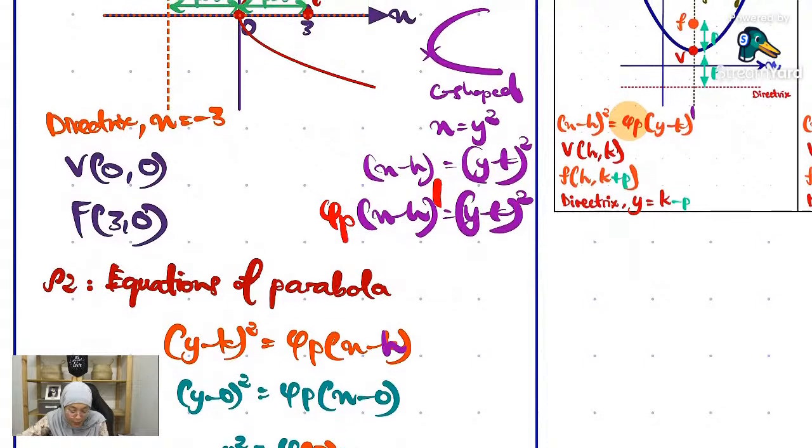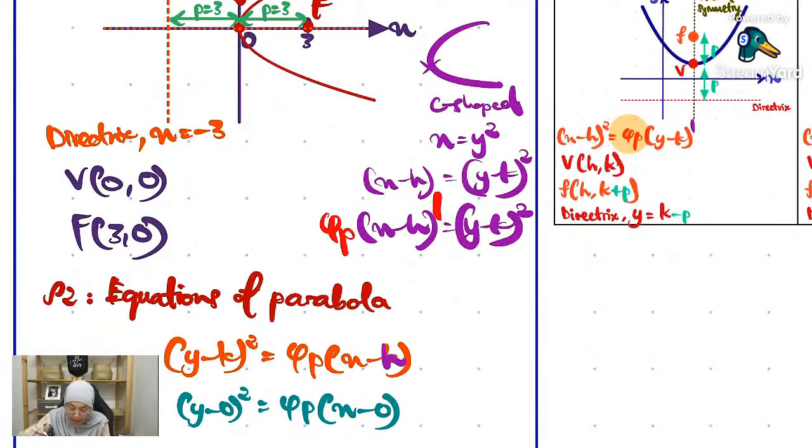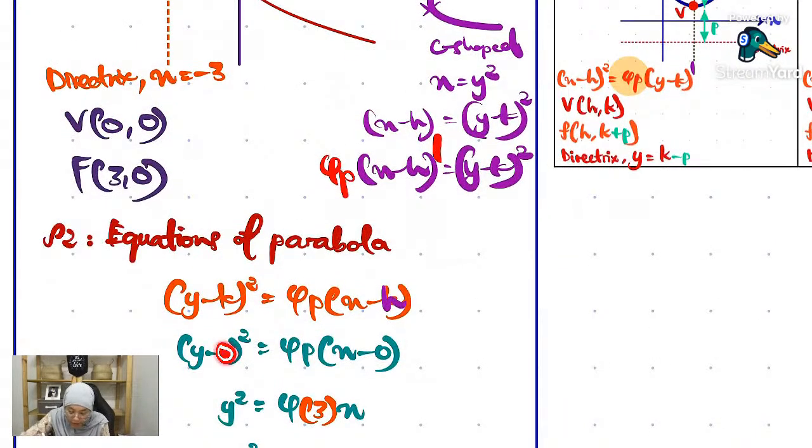Bolehlah kita masukkan kita punya 0 and 0 ke dalam parabola. Equation of parabola kita dah tulis. Masukkan vertex 0, 0. And then we got to find the equation of parabola. We need the value of p. The thing is, how do we get the value of p?